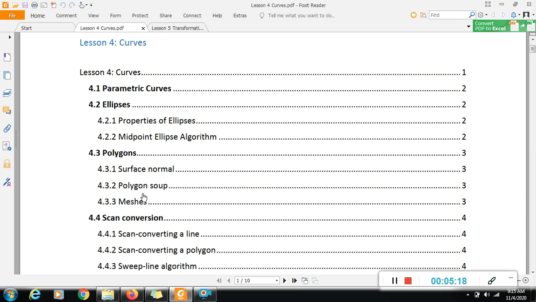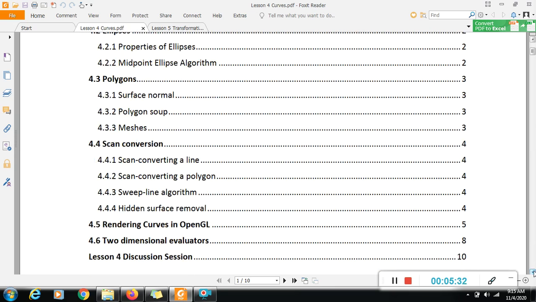This is just a restructuring of what you're seeing here, but otherwise the content remains the same, so that when you're doing your revision and you come across issues to do with the surface, normal, polygon soup, and meshes, you can know where these are found. And of course, it's good to understand what they are. I had mentioned them last time.